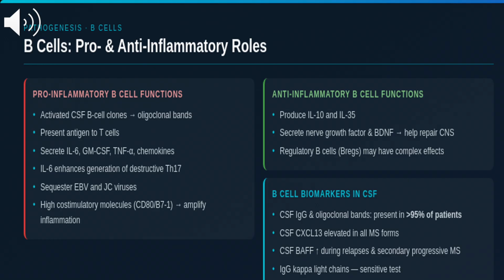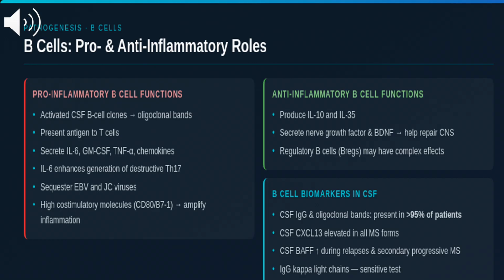On the pro-inflammatory side, activated CSF B cell clones secrete antibodies that generate the oligoclonal bands we find in over 95% of MS patients. B cells present antigens to T cells with exquisite specificity. They secrete pro-inflammatory IL-6, GM-CSF, TNF-alpha, and chemokines. IL-6 from B cells directly enhances the generation of destructive TH17 cells. B cells sequester Epstein-Barr virus and JC virus, creating CNS reservoirs of potentially disease-driving pathogens.